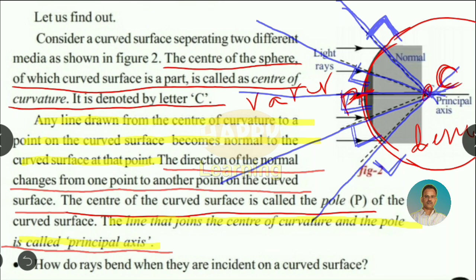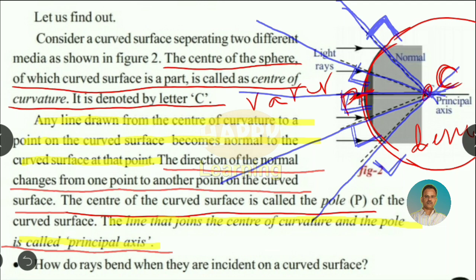Next, any line drawn from the center C onto the curved surface becomes a normal. From center C, if you draw a line onto the curve, it is nothing but the radius of the circle, so it is definitely a normal to the curved surface. Every radius of a circle is perpendicular to the curvature. Next point, the direction of the normal changes from point to point. These blue lines here, every line has a different direction, but every line passes through center C, and it is a radius and a normal to the curvature. Every blue line here is a normal, perpendicular to the curved surface.